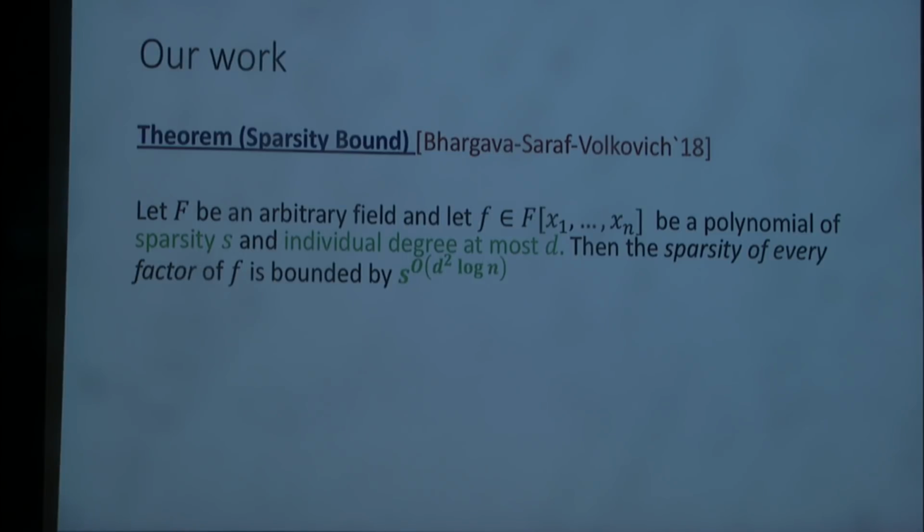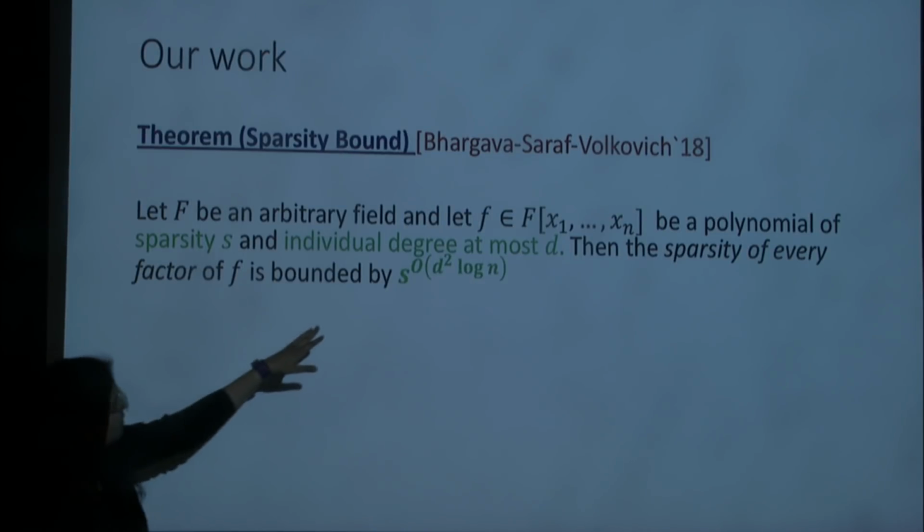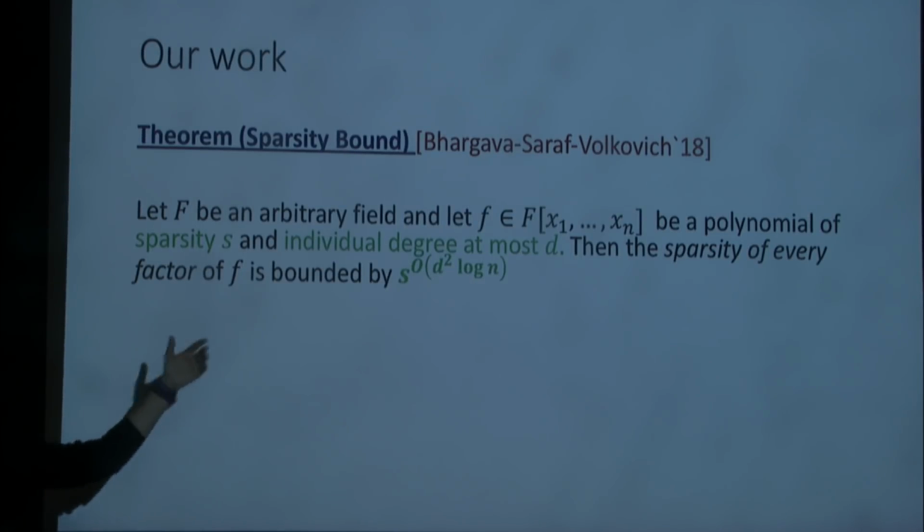Yeah. So that second example shows that s to the d is a lower bound for general fields, and we are able to get a bound of s to the d square log n.